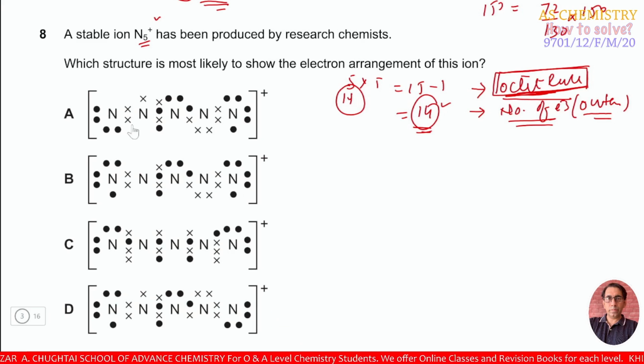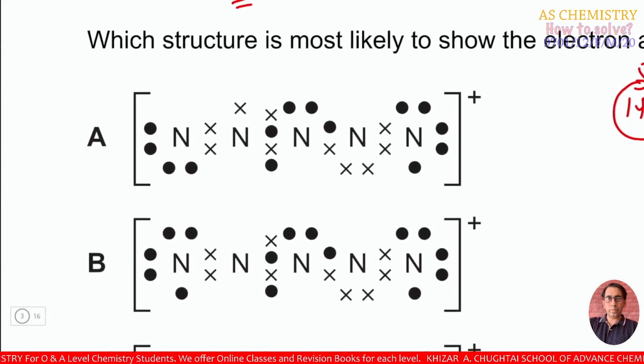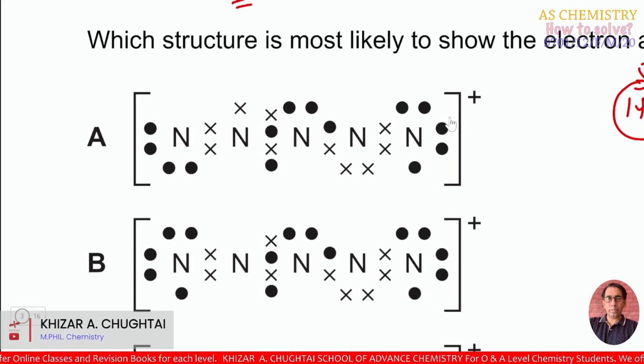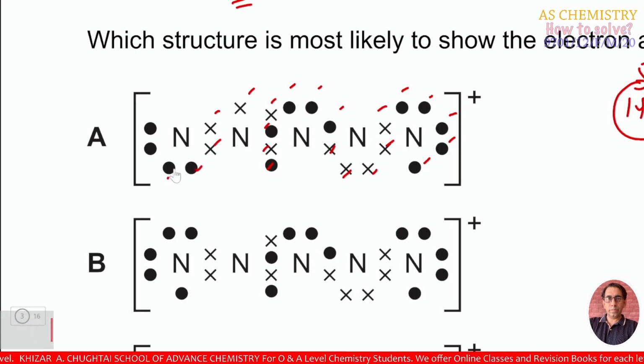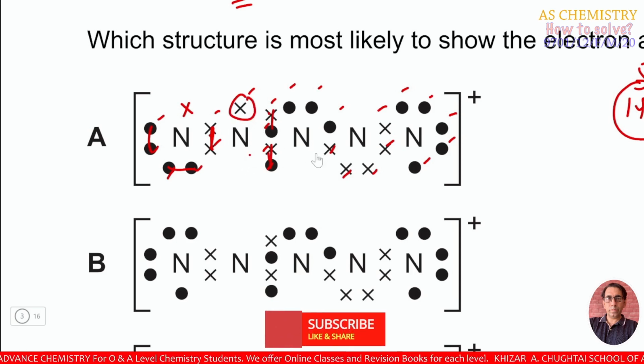There are 4 options: A, B, C and D. Here, let's see what the total number of electrons is: 1, 2, 3, up to 24. Yes, the number of electrons is equal. Now come to the next check: each nitrogen atom must have a complete octet. In this case, 6 electrons are there, so the octet is not complete. This nitrogen has an incomplete octet. Again, 6 plus 7, there is an incomplete octet. So this is the incorrect option.